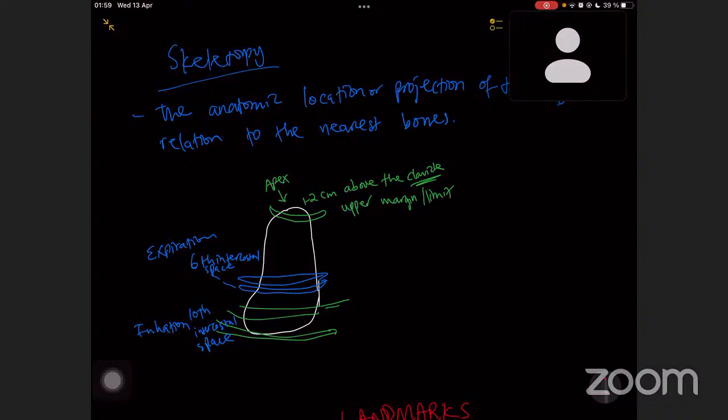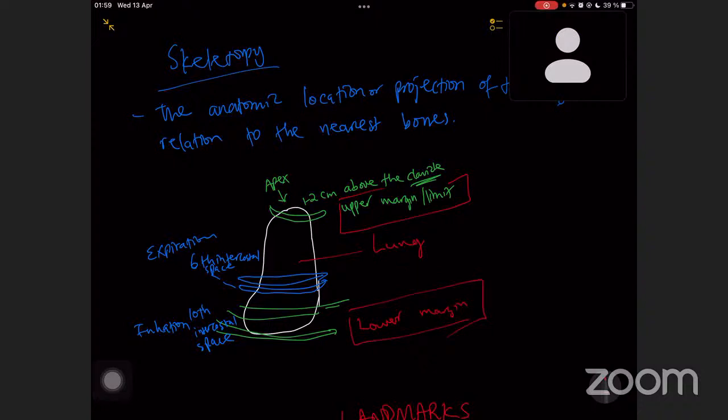In our drawing here, for example, we have the lung. We have our lung here, and we are looking at what is the upper margin? What is the upper limit? Or what is the lower margin of the lung? What is the lower limit? And so Skeletopy helps us to describe that.